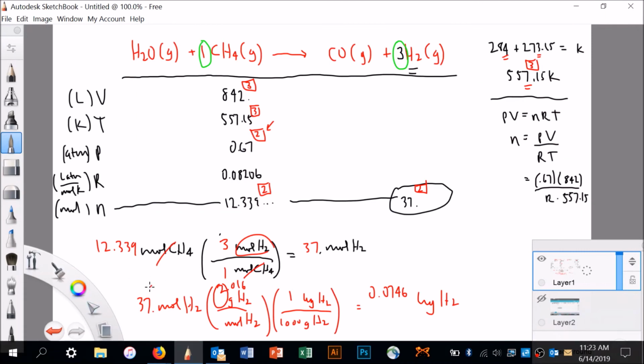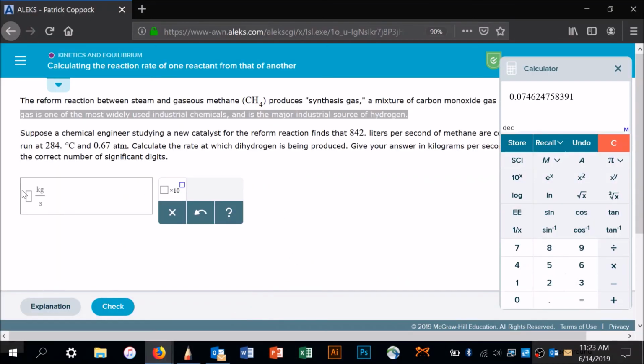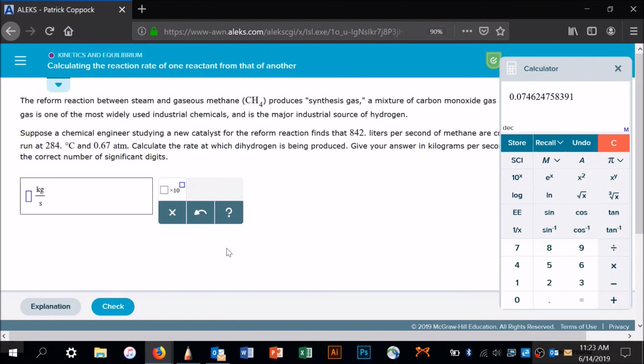And so if this had 2 sig figs, and this had a bunch, this was exact, so it doesn't matter. This is going to be 2 sig figs, okay? So I'm going to have to report this as 0.075 kilograms of H2. 0.075 kilograms of H2 per second.